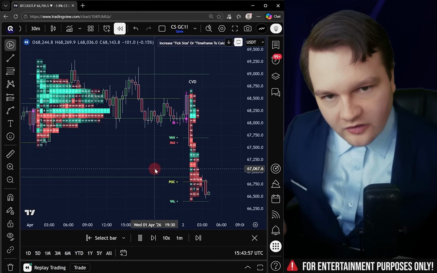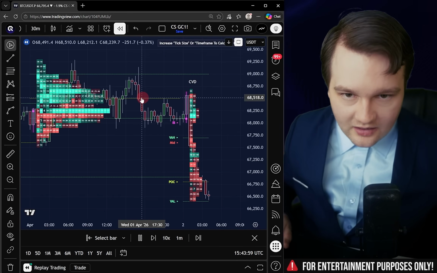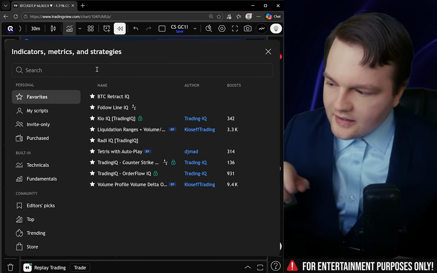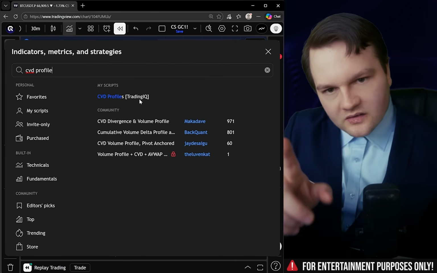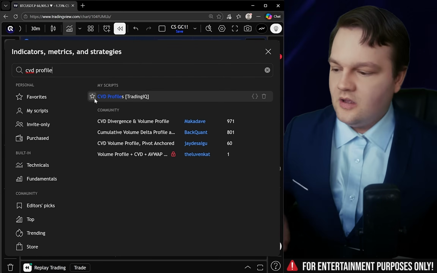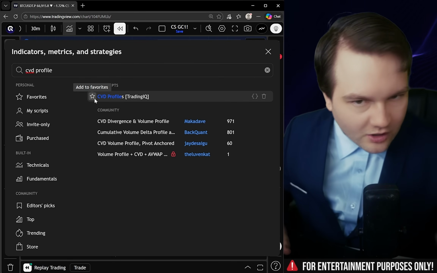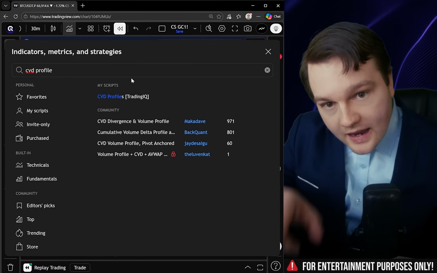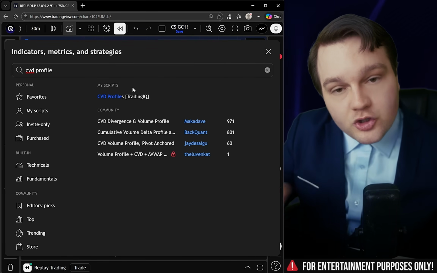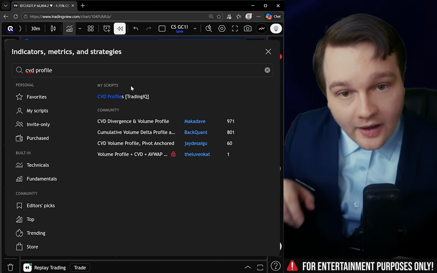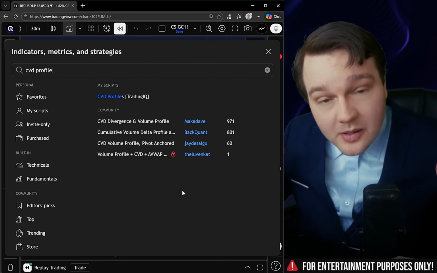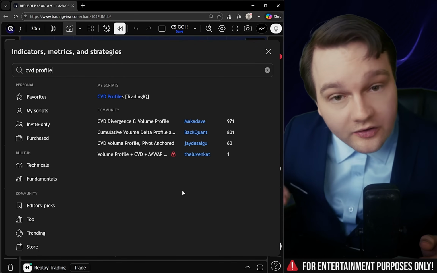Now it's time for the secret ritual. To get this indicator, all you have to do is click the indicator button on TradingView and type in CVD Profile. Just favorite the indicator from here and it's yours forever, as long as TradingView doesn't delete it. And if you can't find it when you're looking, just go to the Trading IQ profile and you'll find it there. This indicator has probably been live for a couple days before this YouTube video.